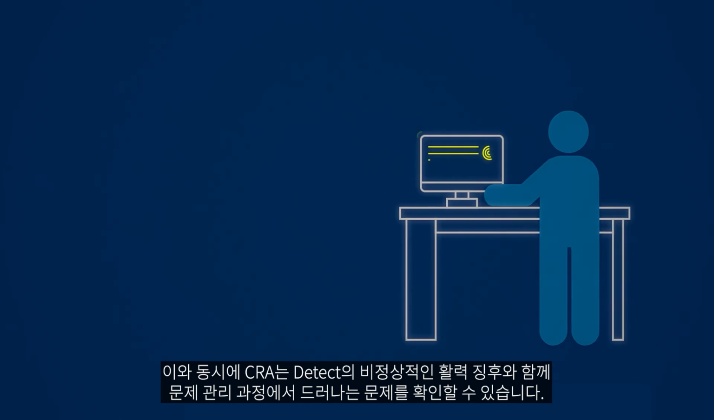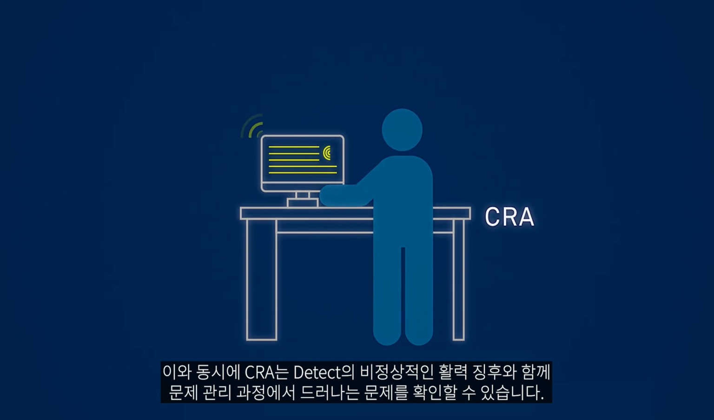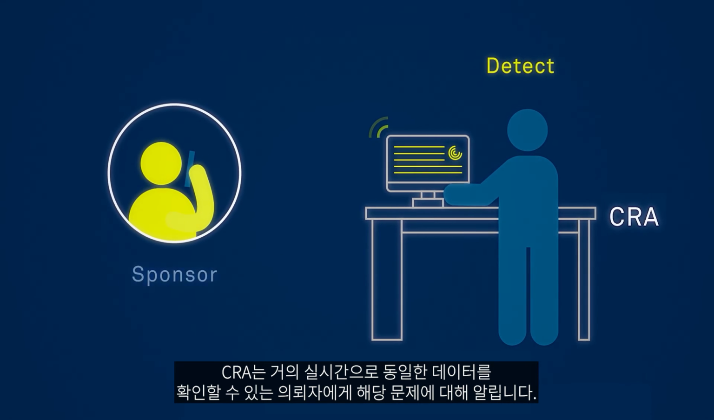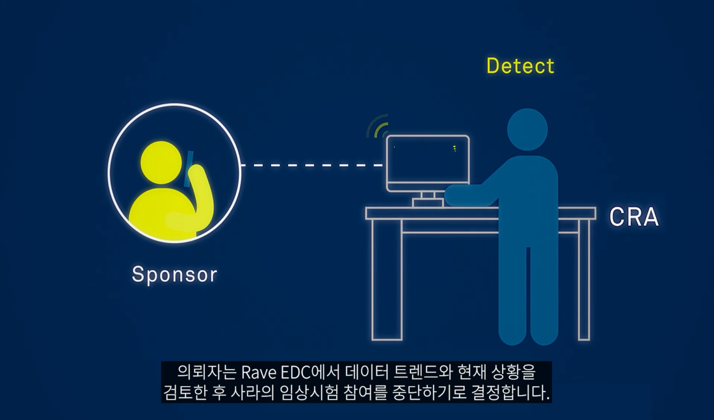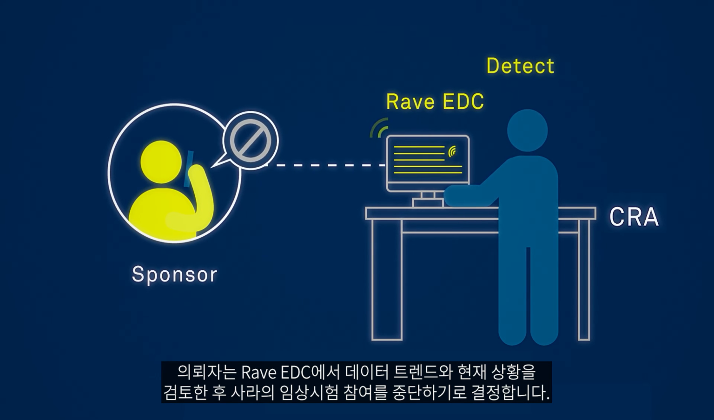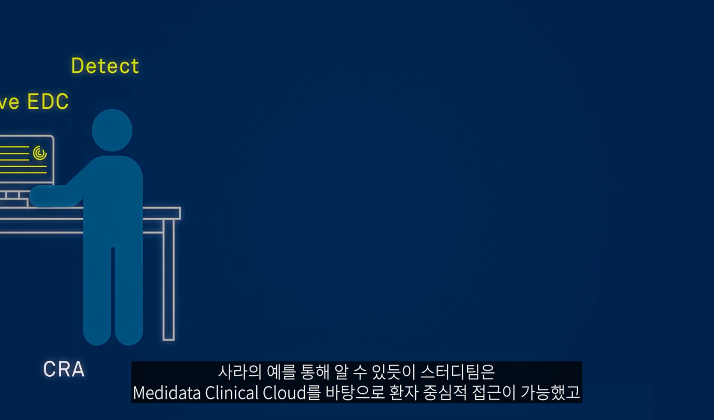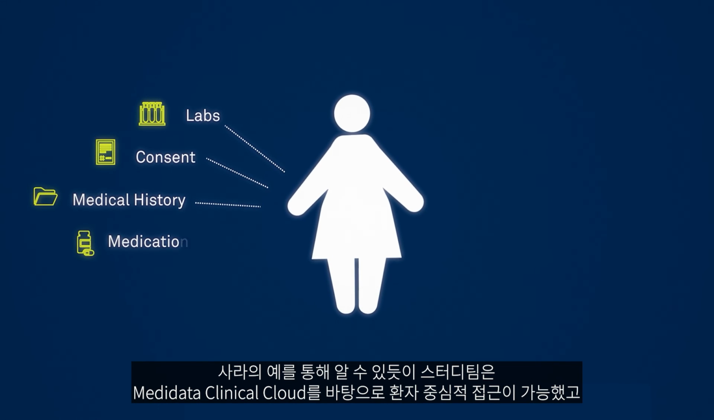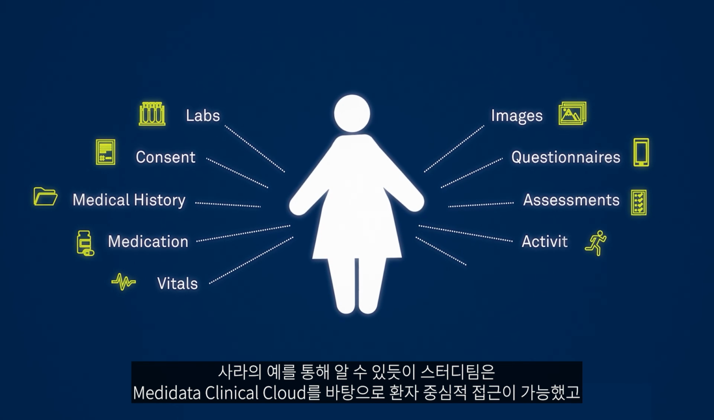At the same time, the CRA is able to see the problem that surfaces in issue management, along with the abnormal vitals in Detect. She informs the sponsor, who is able to see the same near real-time data. After reviewing the data trends and current situation in Rave EDC, the sponsor decides to stop Sarah's participation in the trial. Taking Sarah as an example, the Medidata Clinical Cloud allowed the study team to take a patient-centric approach.